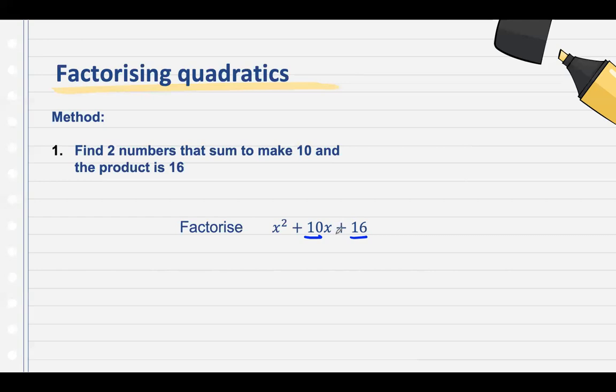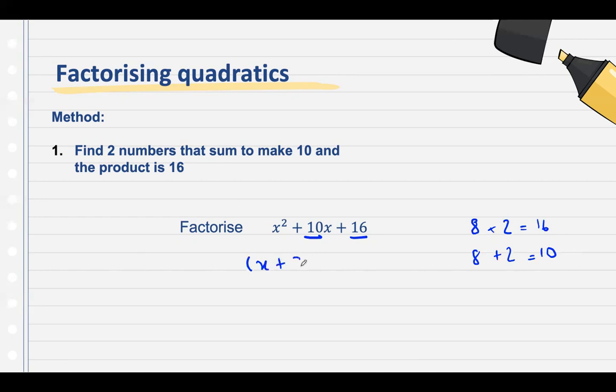And so you've got to think of that. What two numbers add to make 10 and times together to make 16? And I realized that the two numbers that do that are 8 and 2, because when you times 8 and 2, you get 16, but when you add 8 and 2, you get 10. And so you have your 10 here and your 16 here. And so those are the numbers that will be in our brackets, the 8 and the 2.